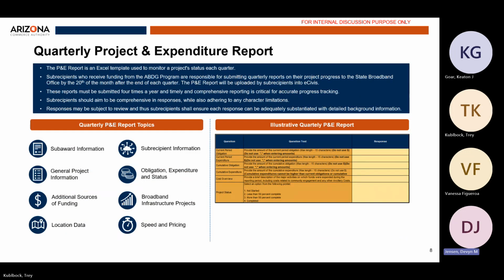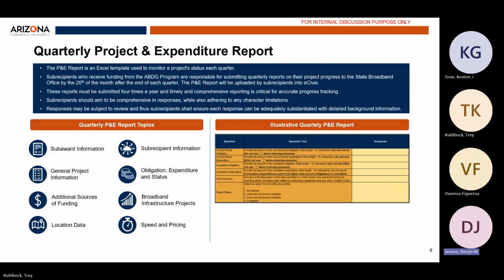So looking further into the quarterly P&E report, for the quarterly project and expenditure report, we wanted to touch again on the naming convention in eCivis versus the actual quarterly P&E report. The quarterly project and expenditure report is referred to as the activity report in eCivis. When submitting the quarterly P&E report, please be sure you're submitting this into the activity report section in eCivis.